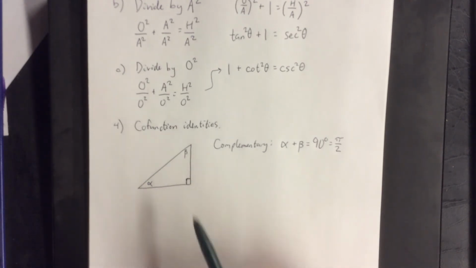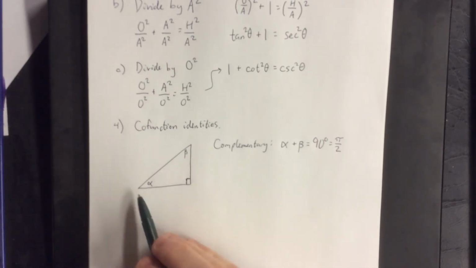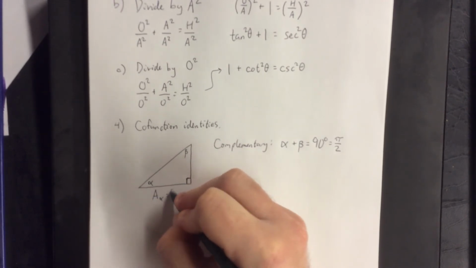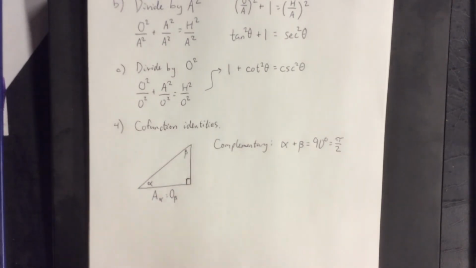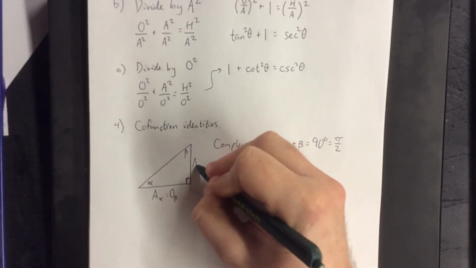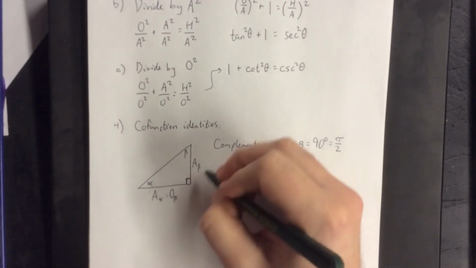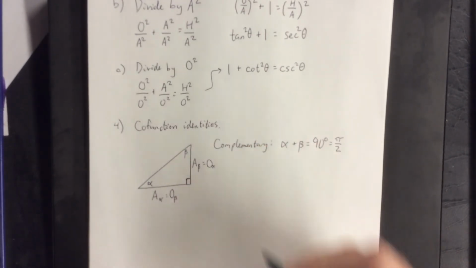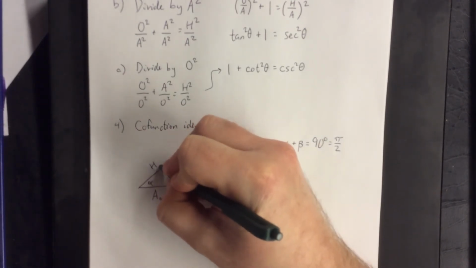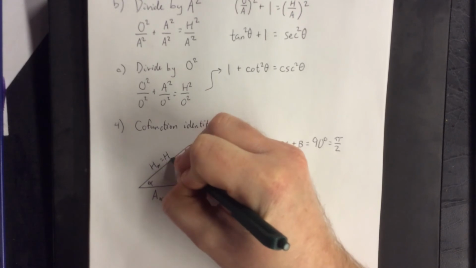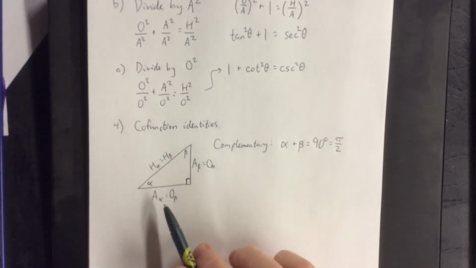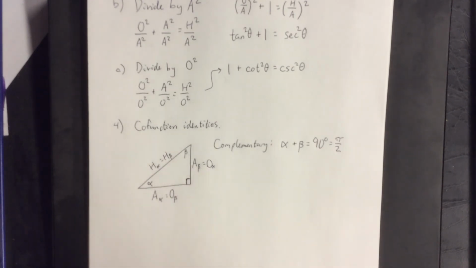Also going to label these 3 sides. The horizontal side, from the perspective of alpha, would be the adjacent side. From the perspective of beta, however, this would be the opposite side. The vertical side, according to beta, would be the adjacent side, but according to alpha, this would be the opposite side. Then we have our hypotenuse. From the perspective of alpha, that's the hypotenuse, and from the perspective of beta, that's also the hypotenuse. Hypotenuse does not change, but the adjacent and opposite sides can change.